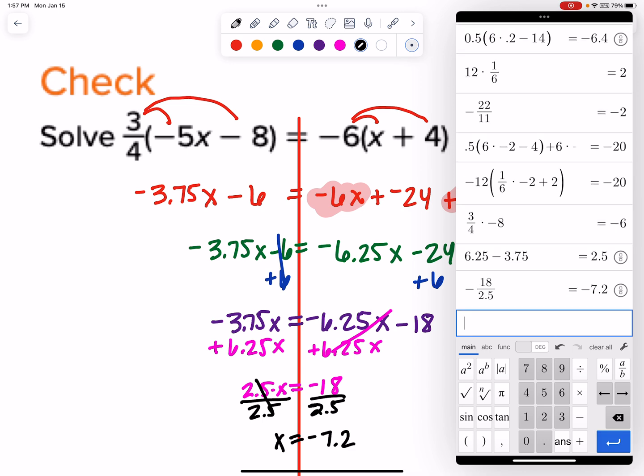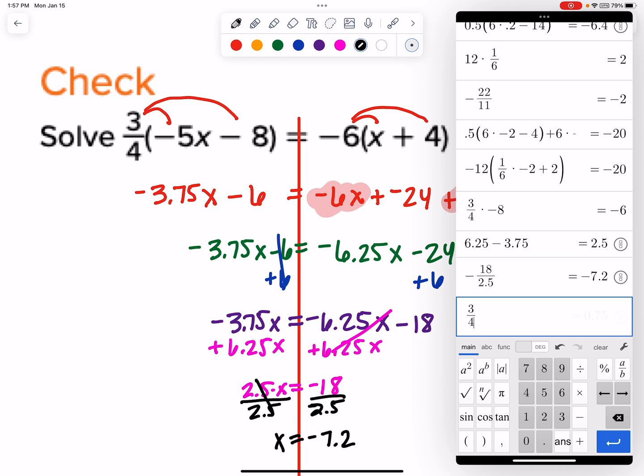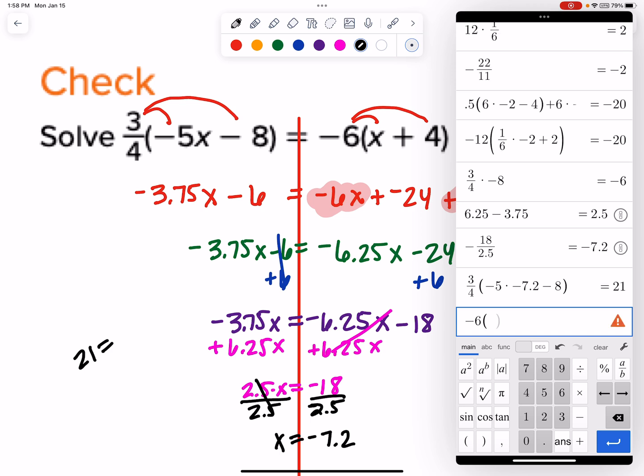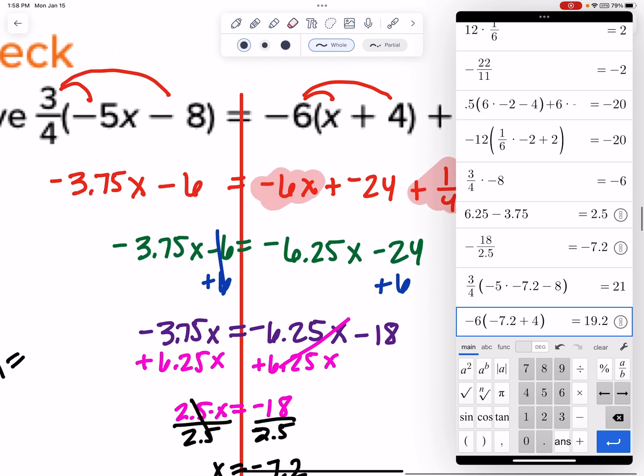Okay, all right, so let's plug this in and see if we're right, or if, with all the talking that I'm doing, I made a mistake. So here we go. 3/4 times the quantity of negative 5 times negative 7.2 minus 8, close parentheses. So we have 21 on this side. Okay, and let's do the right side now. I always just hit enter so I can see what my work was up above. Okay, negative 6 times the quantity of negative 7.2 plus 4. Uh-oh, is there more over there? Oh yeah, there is. Whew.